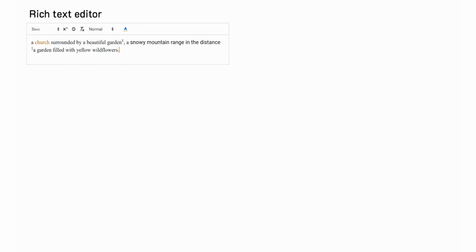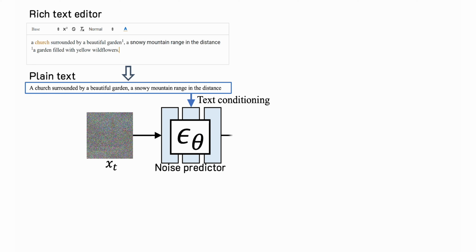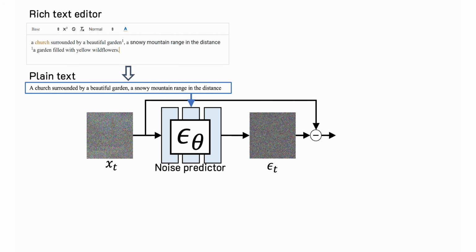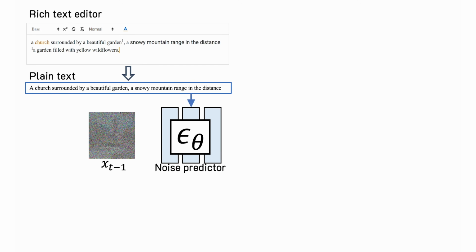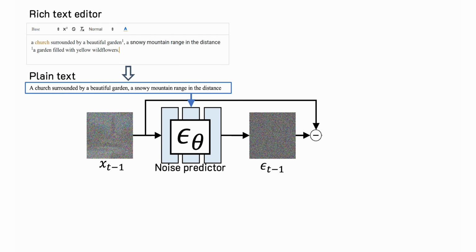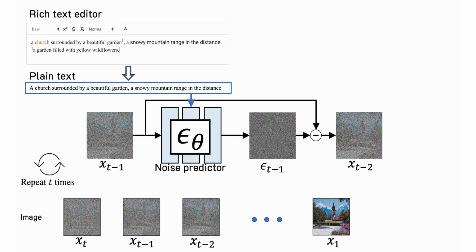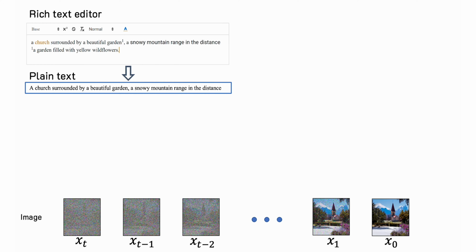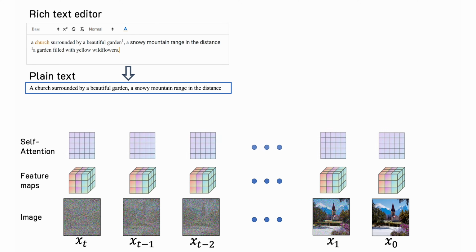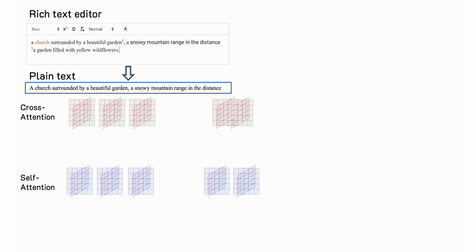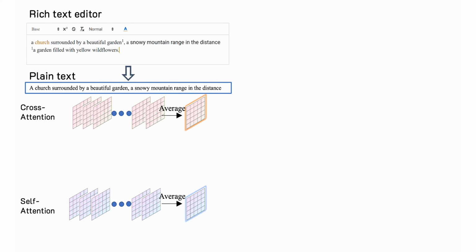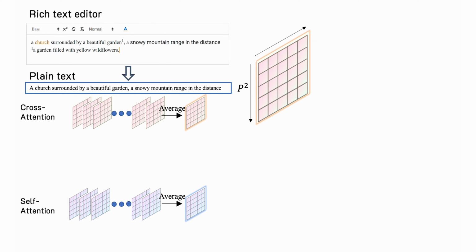Given a rich text prompt, we first extract the plain text and use it to condition a pre-trained diffusion model. The diffusion model iteratively predicts and removes the noise at each time step. This gives us a sequence of denoising outputs. Aside from the images, we also collect the feature maps, self-attention, and cross-attention maps. In particular, the cross-attention maps capture the association between image locations and the input text tokens.